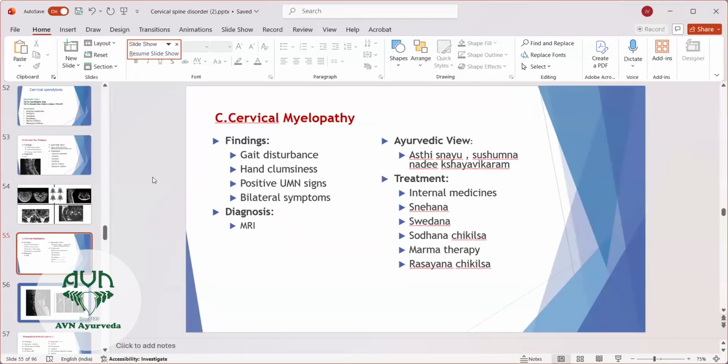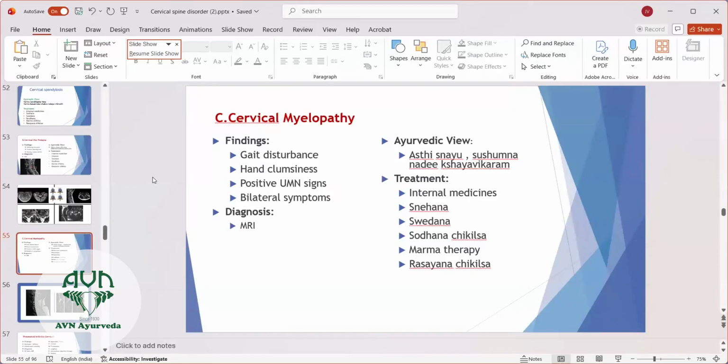Usually in cervical myelopathy, we can observe gait disturbance. The patient usually walks with wide-based steps. Hand clumsiness is also there. The fine movements of the fingers will be lost. The patient can't do buttons, can't hold coffee mugs, and can't write properly. Hand clumsiness can be seen.